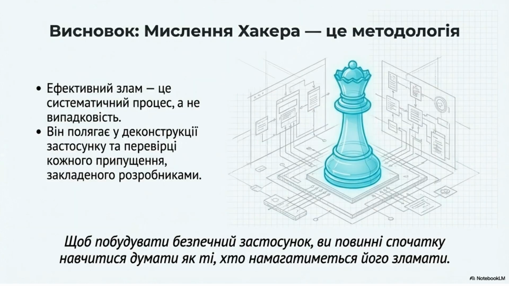In conclusion, effective hacking is a systematic process. It involves deconstructing the application and verifying every assumption made by the developers. To build a secure application, you must first learn to think like those who will try to break it.